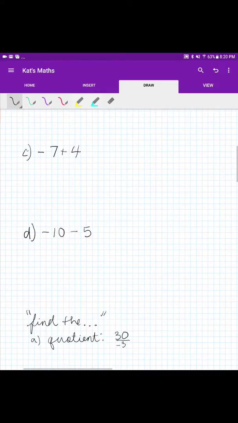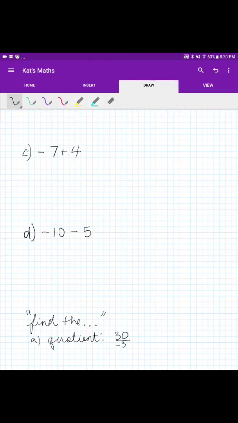After that, we have -7 plus 4. And the way I like to think about negative numbers sometimes is like money. So someone owes you $7 and they pay back 4 of those dollars. So they still owe you $3.